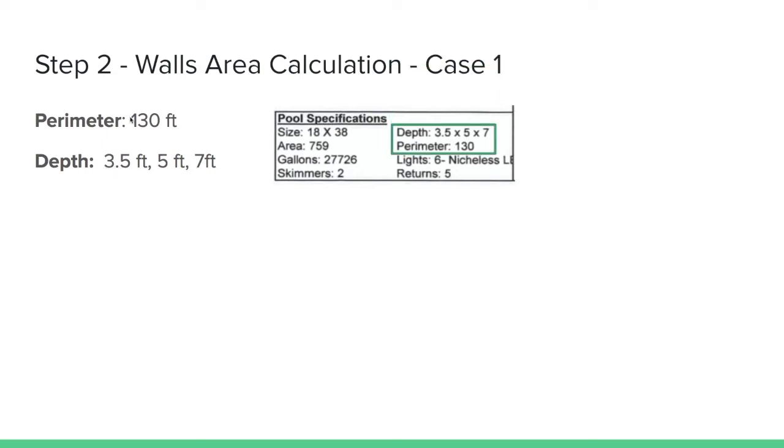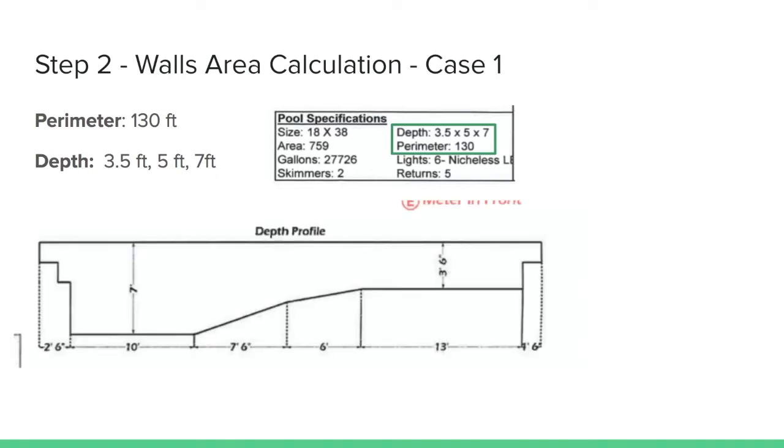For this particular pool, we have a perimeter of 130 and we have 3 depths: 3.5, 5, and 7. The way that I like to think about the walls is to imagine looking at the pool from the side, kind of like the depth profile, but now imagine stretching the walls of the pool to 130 feet, which is the perimeter of the pool. So you imagine the depth profile, but it's actually 130 feet.